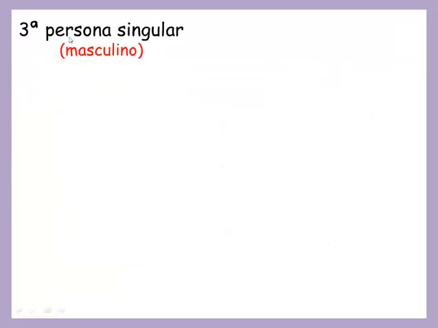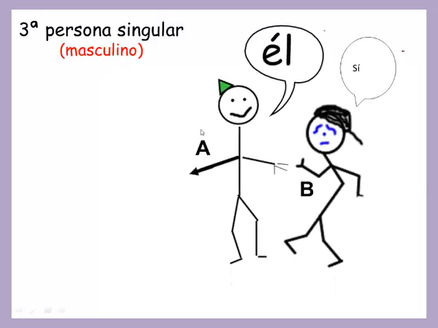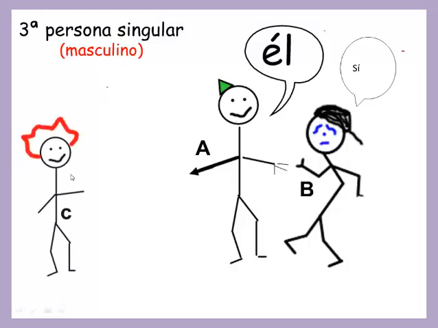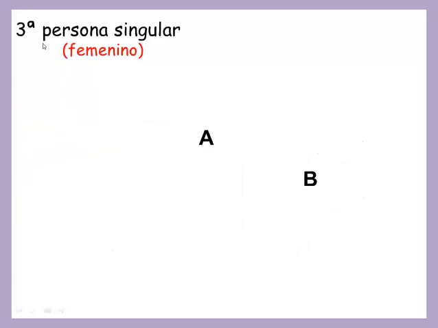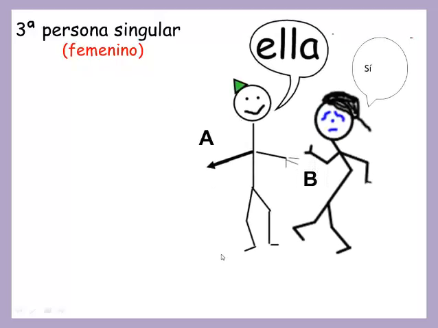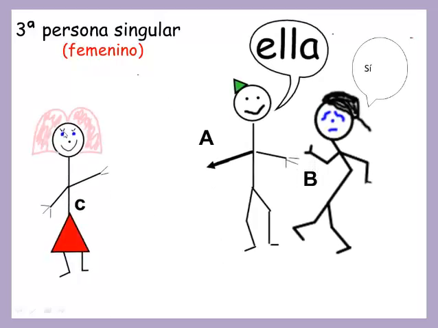Now let's look at third person singular, and let's look at the masculine form. Here we've got two people talking to each other, and then they're talking about él, which in this case is the masculine form, and that would be he. Now third person singular, we look at the feminine form. Once again, we've got two individuals talking to each other, and they're talking about the girl over here. Ella. The pronoun is she.